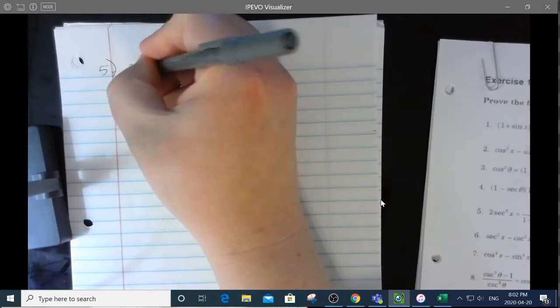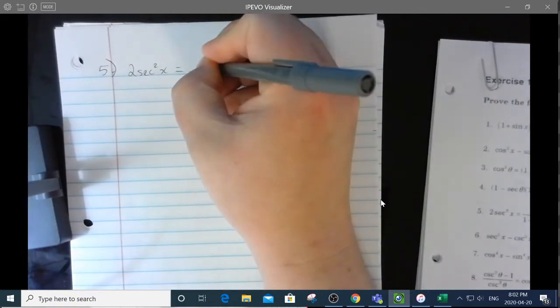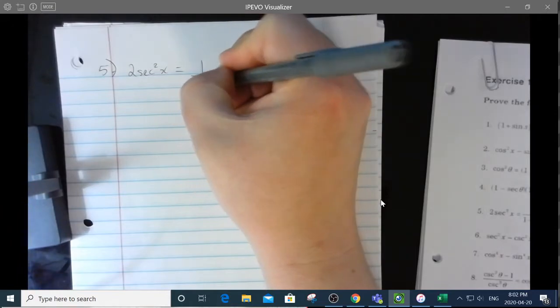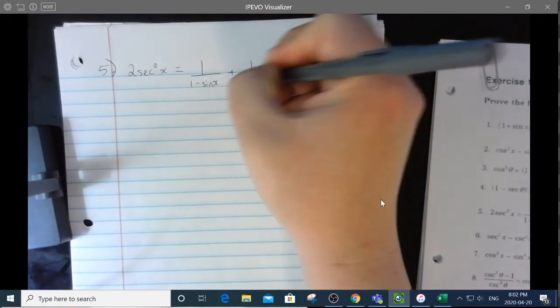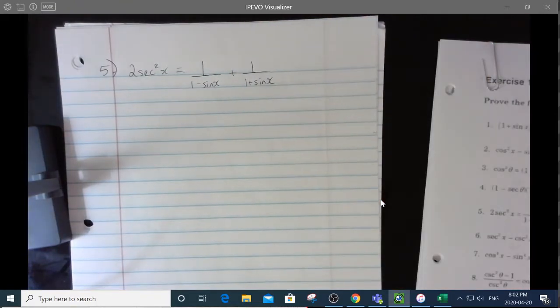And always make sure you're copying these right. For number 5, it says 2 secant squared of x is equal to 1 over 1 minus sine x plus 1 over 1 minus, or sorry, 1 plus sine x. See, look at that. I already almost copied it wrong to begin with. So how do I prove that the left-hand side equals the right-hand side?